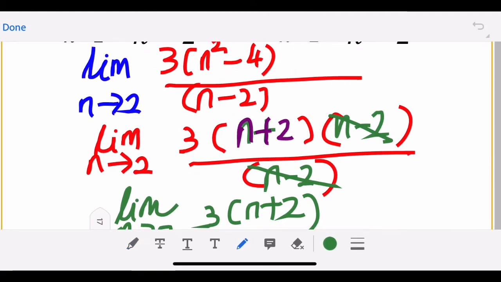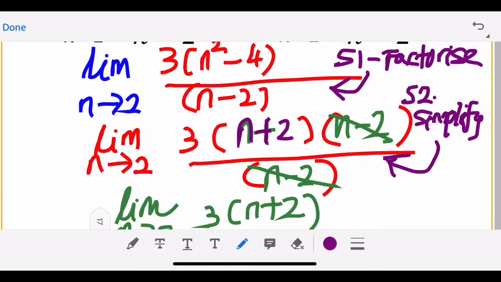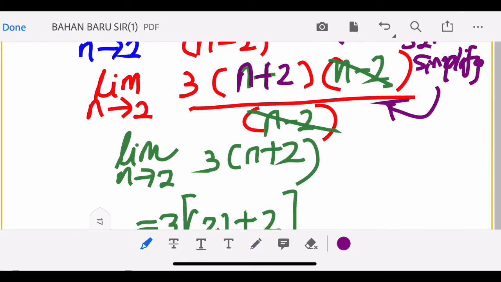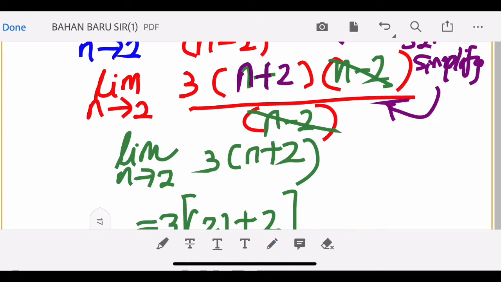Remember, the first step is factorize. After you factorize, you simplify, cancel the common factor. After that, you substitute the n into the simplest form. Alright, so again, I highlight to you. First step is you factorize, and then second step is you simplify. After you simplify, you substitute. So I make it short, I call it FSS: factorize, simplify, and substitute.